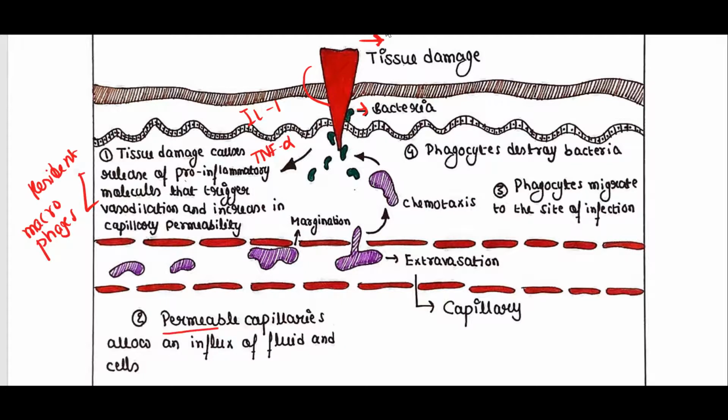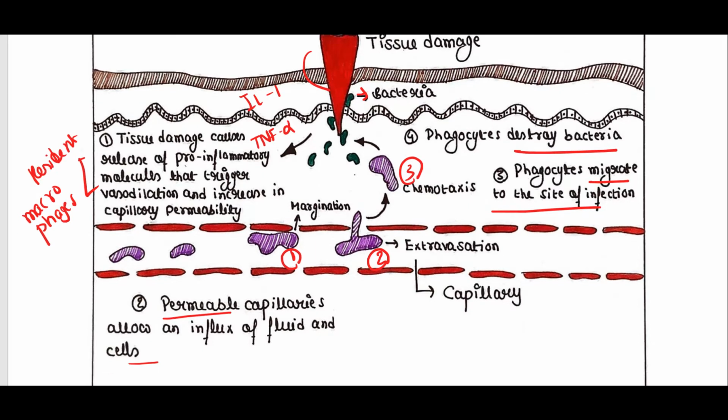Now permeable capillaries allow an influx of fluid and cells from the blood capillary into the site of infection. In this process, the first step is margination, then extravasation, and third is chemotaxis. When these phagocytes are migrating to the site of infection, they will destroy bacteria by the process of phagocytosis. So this is all about inflammation and fever.